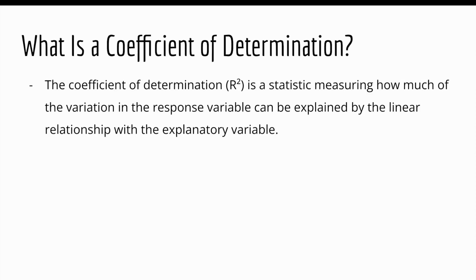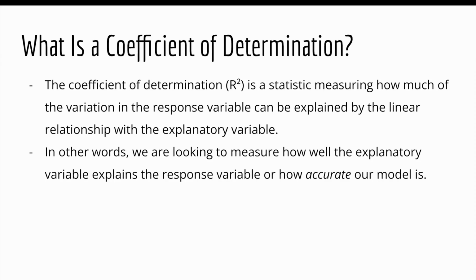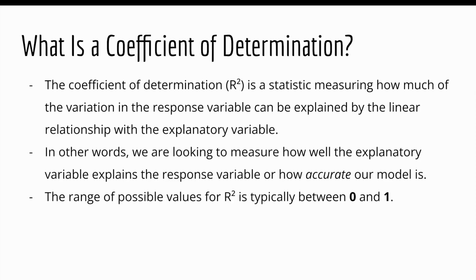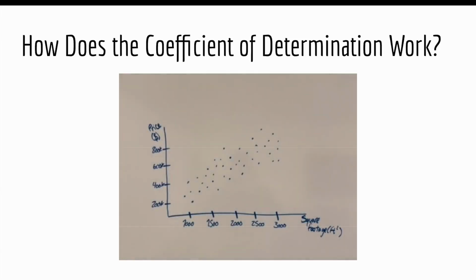Our coefficient of determination, or R-square, is a statistic that measures how much of the variation in the response variable can be explained by the linear relationship with the explanatory variable. If that's a little complicated, we can explain this in a different way. The R-square looks to measure how well the explanatory variable explains the response variable, or how accurate our model is. Another thing to keep in mind is that the range of possible values for R-square is typically between 0 and 1. So how does the R-square, or coefficient of determination, work?